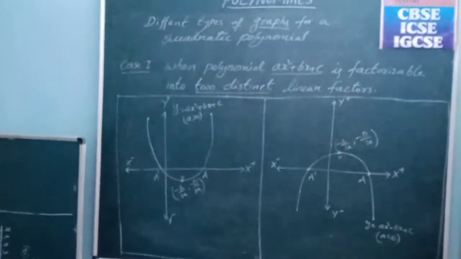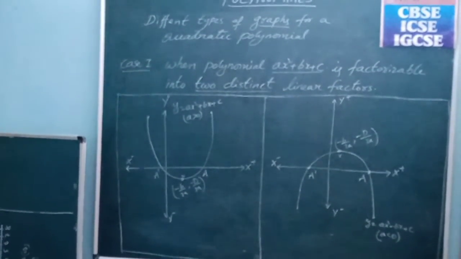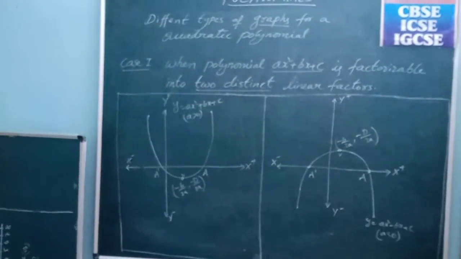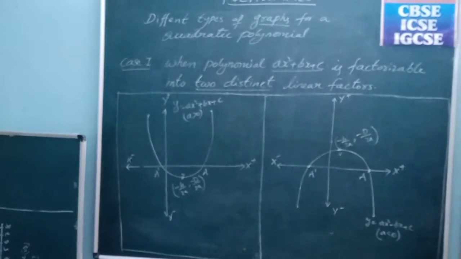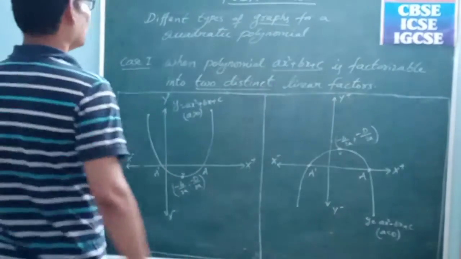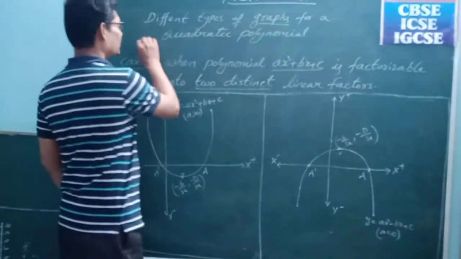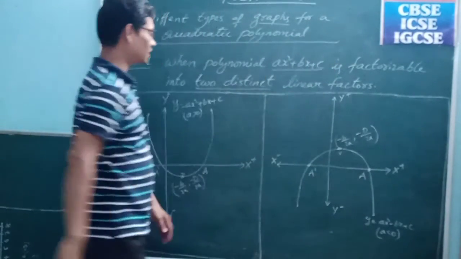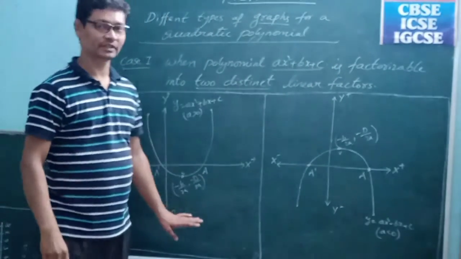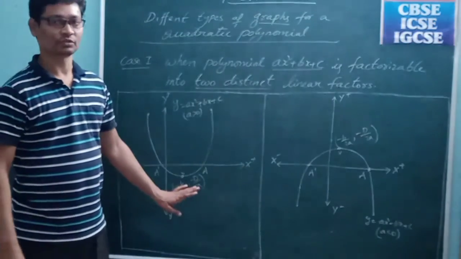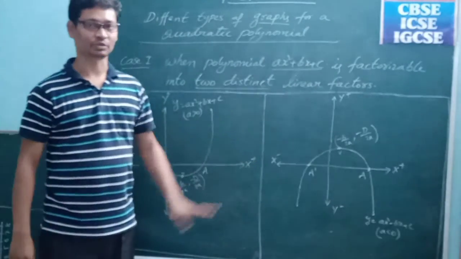Let us learn today the different types of graphs in polynomials, especially for quadratic polynomials. Here are some different types of quadratic polynomials. There are 6 different types actually. So now we are discussing the first two.